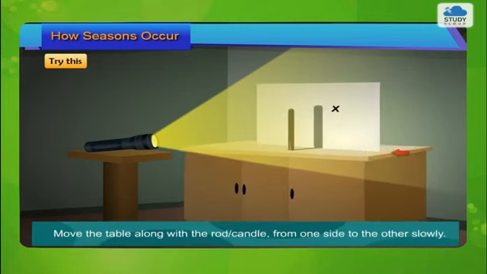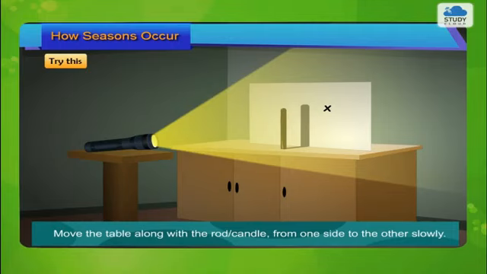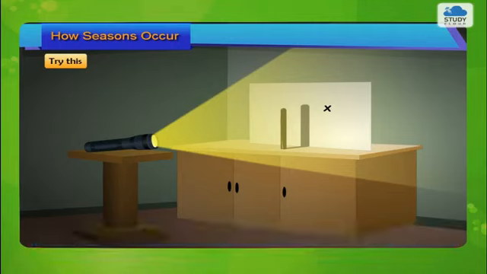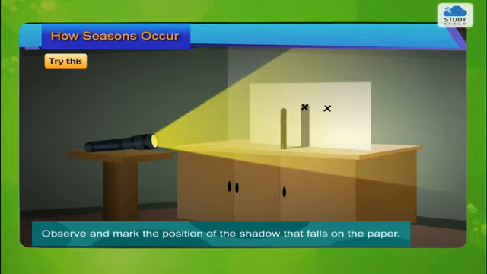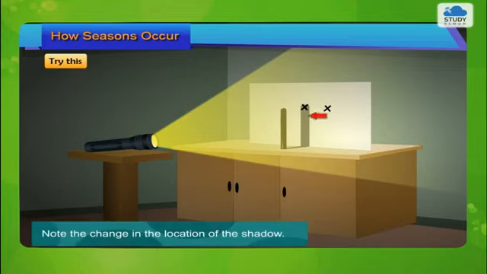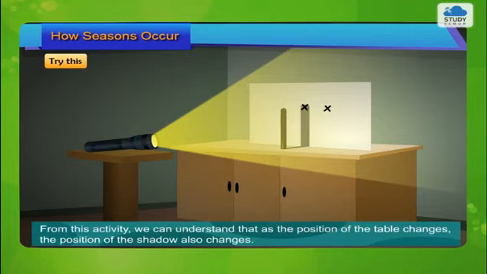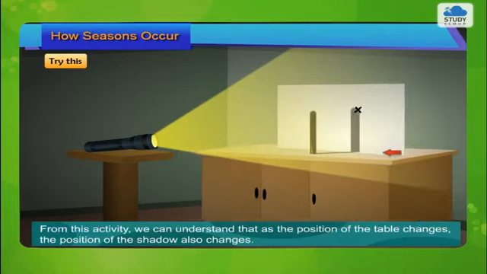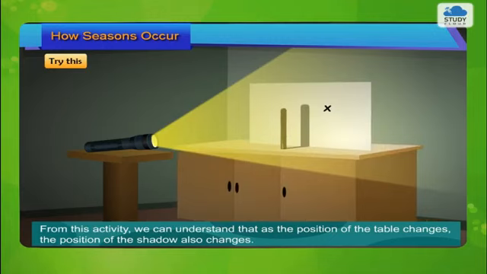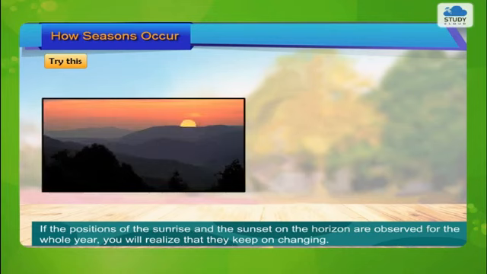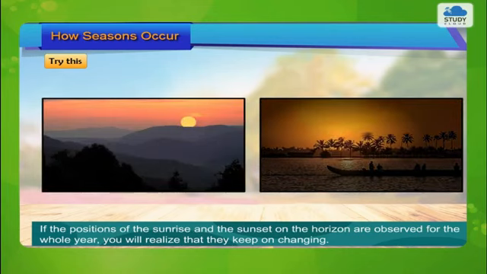Move the table along with the rod or candle from one side to the other slowly. Observe and mark the position of the shadow that falls on the paper. Note the change in the location of the shadow. From this activity, we can understand that as the position of the table changes, the position of the shadow also changes. If the positions of the sunrise and the sunset on the horizon are observed for the whole year, you will realize that they keep on changing.